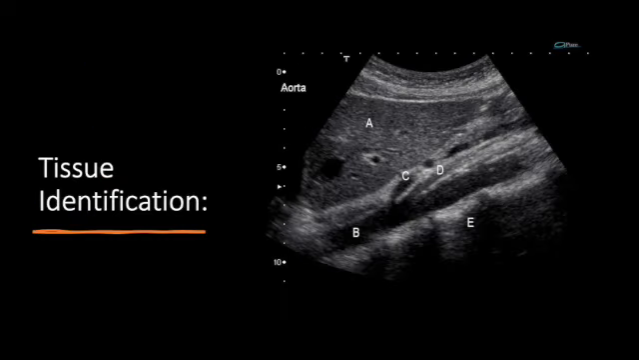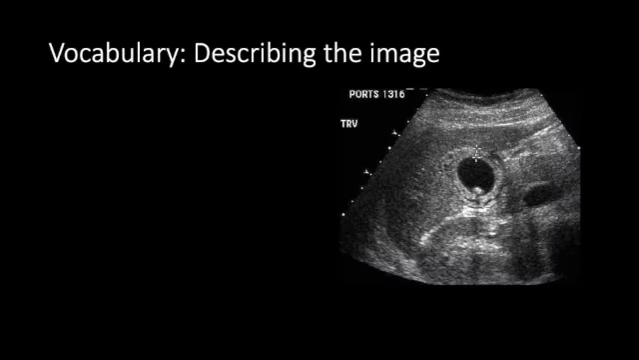So when we get an ultrasound image, how do we describe to somebody else who maybe doesn't see the screen, or when we're documenting in the chart, what we were able to identify? Let's go over the vocabulary we need to describe ultrasound images. There's lots of different ways we can describe ultrasound images, but let's go through a few.